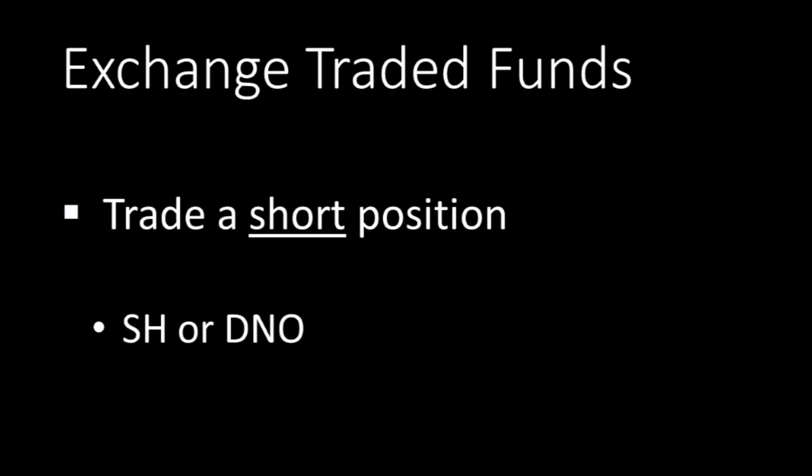So if you felt that the S&P 500 was going to have a pullback, was maybe going to go into a bear market, you could invest in SH. SH is an exchange-traded fund that shorts the S&P 500. Likewise, if you think that oil is going to go down in price, you can invest in an ETF called DNO. DNO is an inverse of the oil trade.